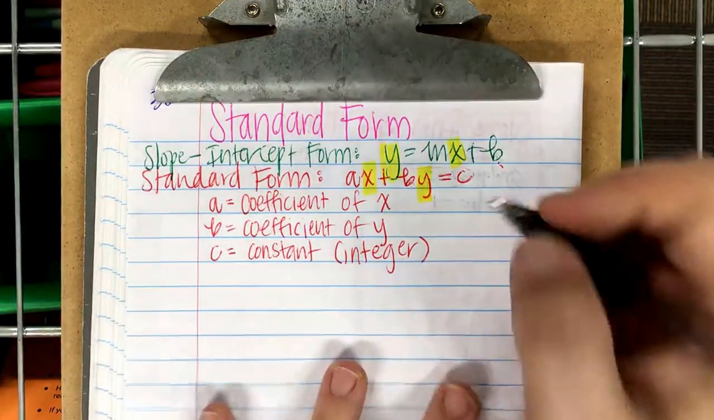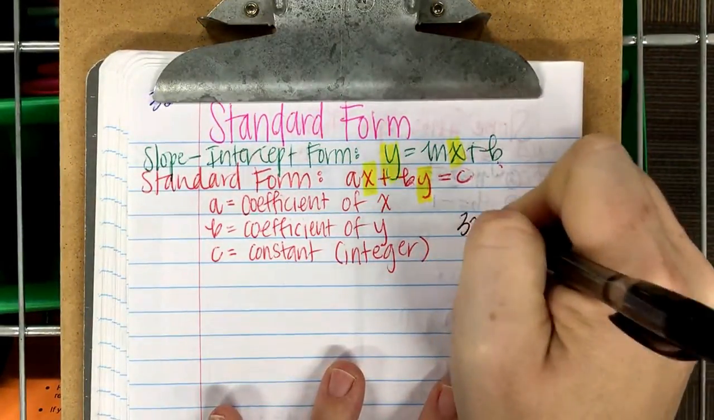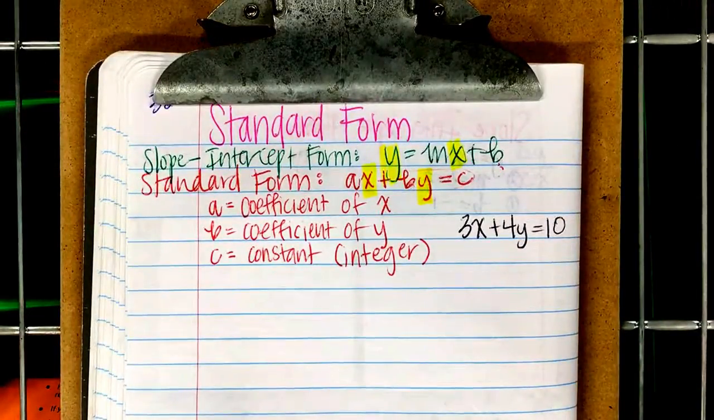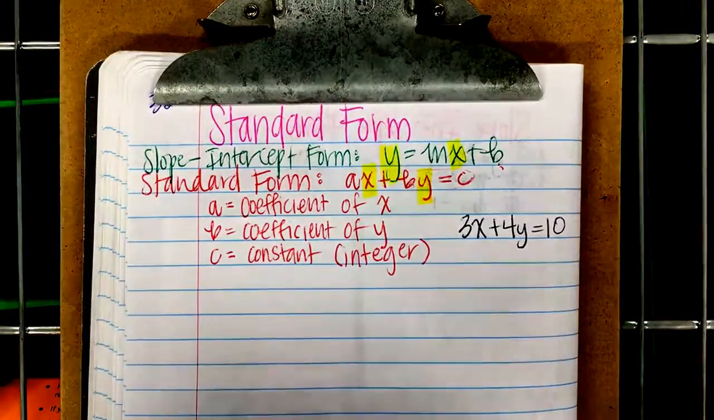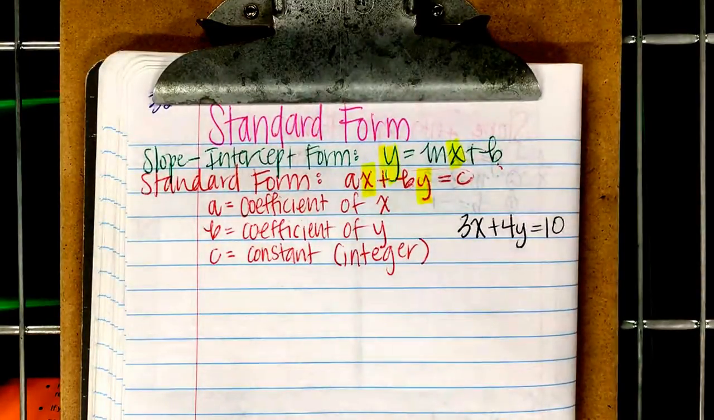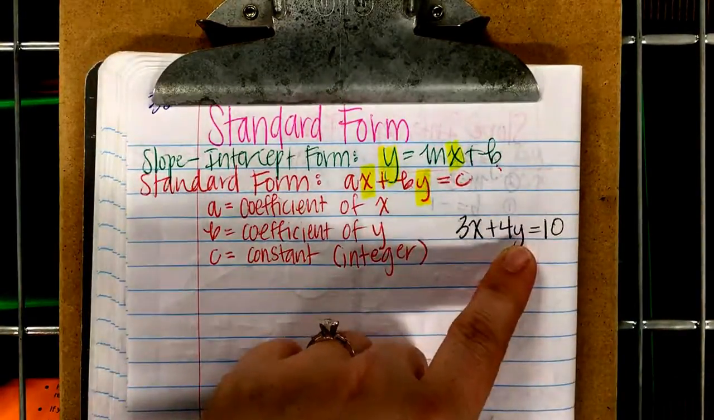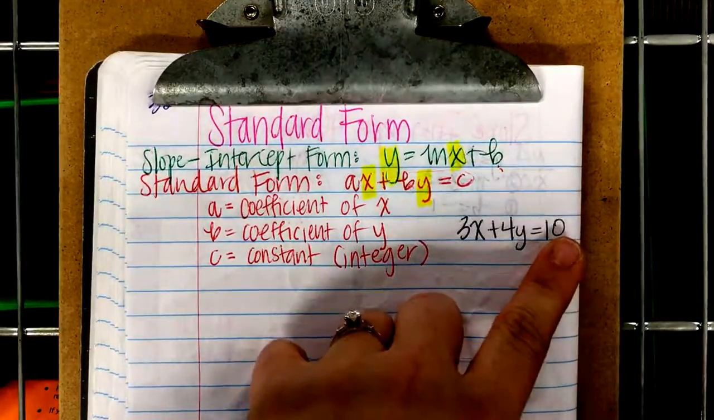For example, if I gave you something written in standard form, 3x plus 4y equals 10. That's linear. It has an x and a y. So eventually, if I was going to graph this, it would make a diagonal line. And I know it's diagonal because it has the x and the y, right? But my A value is 3. My B value is 4. And my C value is 10.